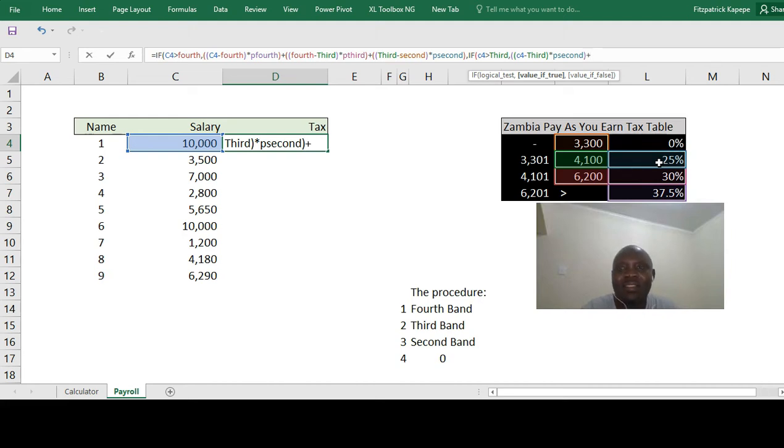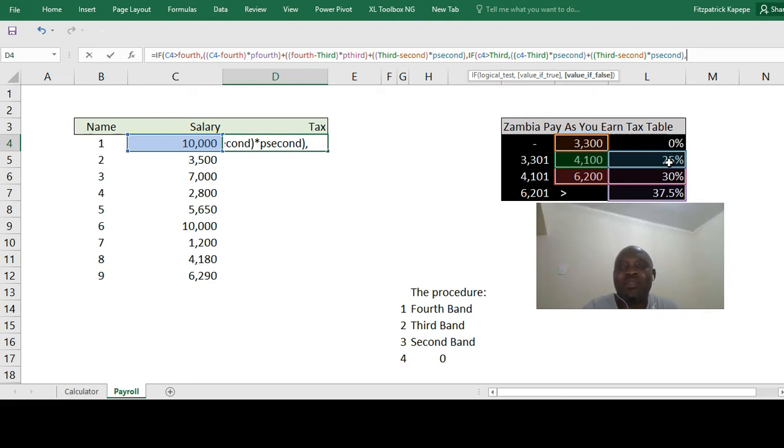Then plus, again, two brackets like this, plus we are done with the first one. So the second one will be the third minus second times 25%. Close bracket like this. Once we are done, we say comma.